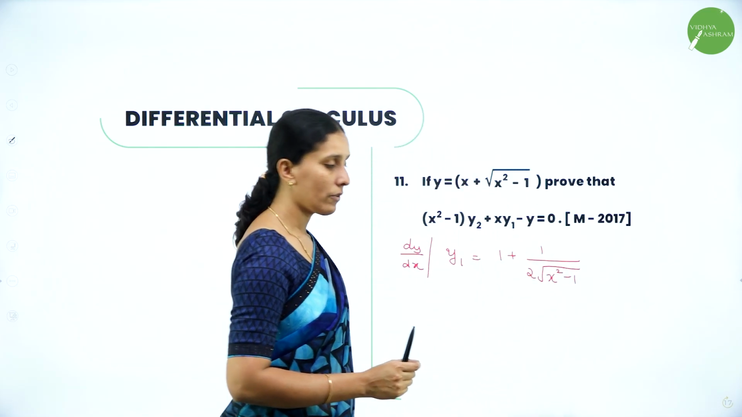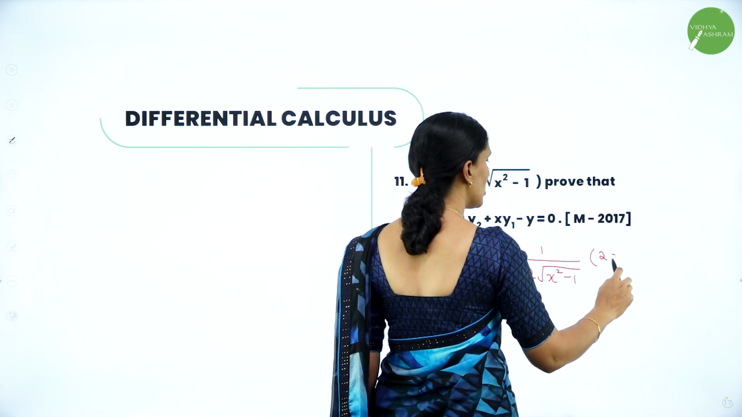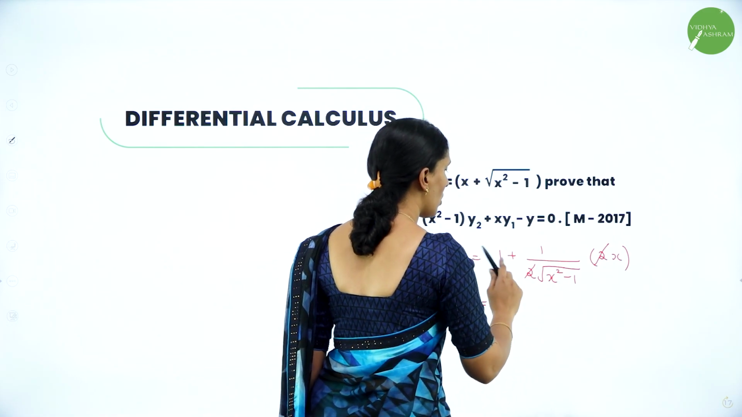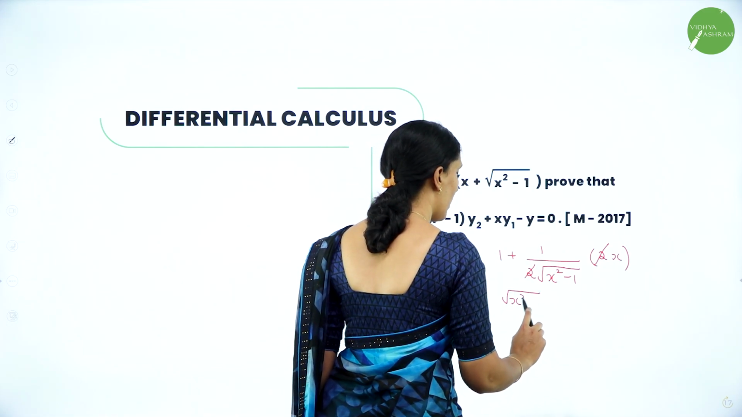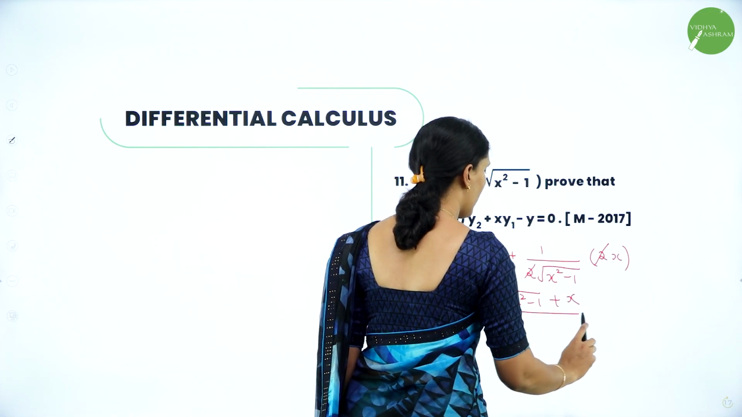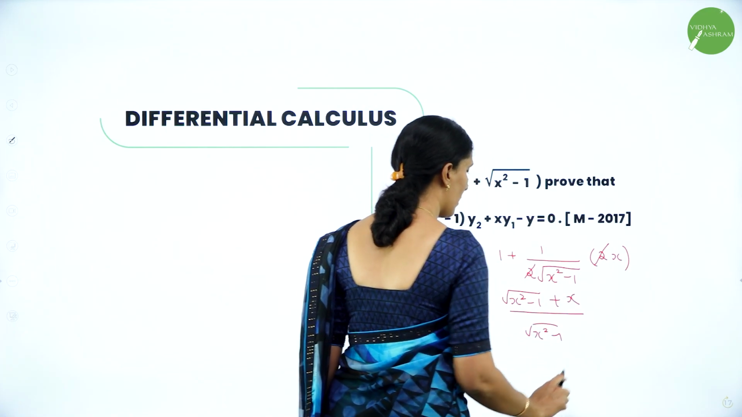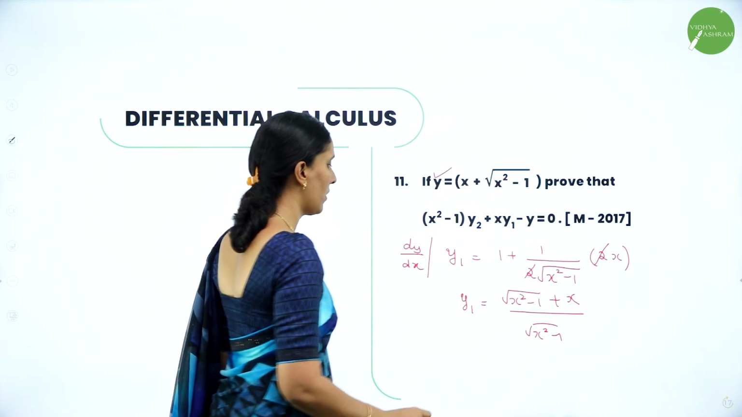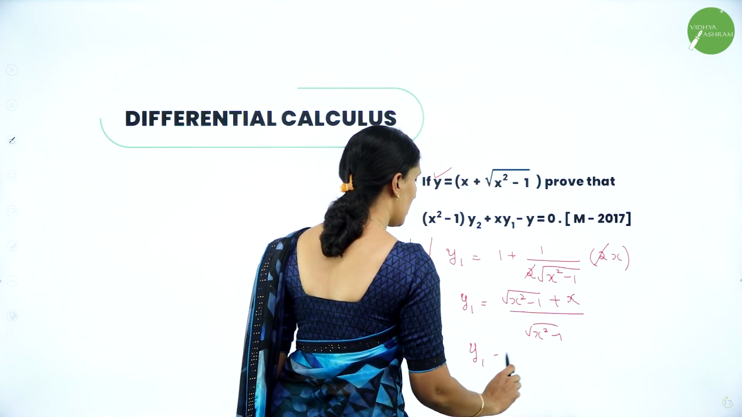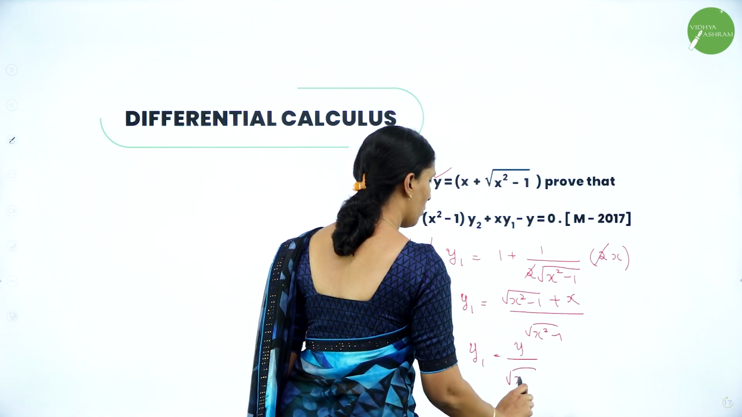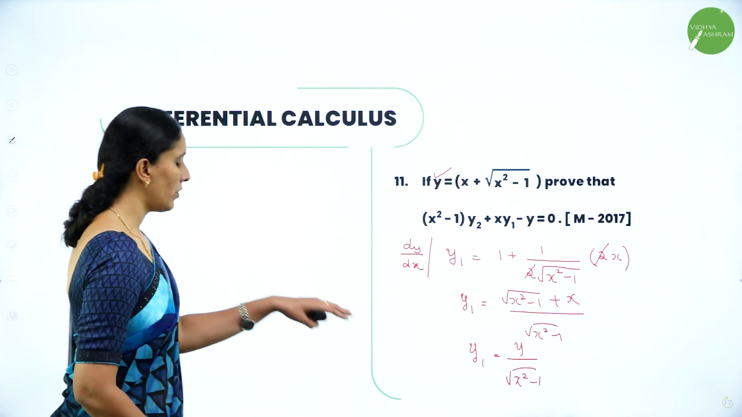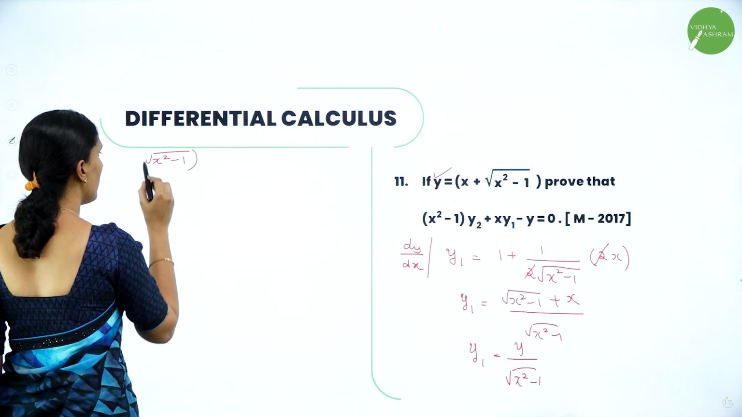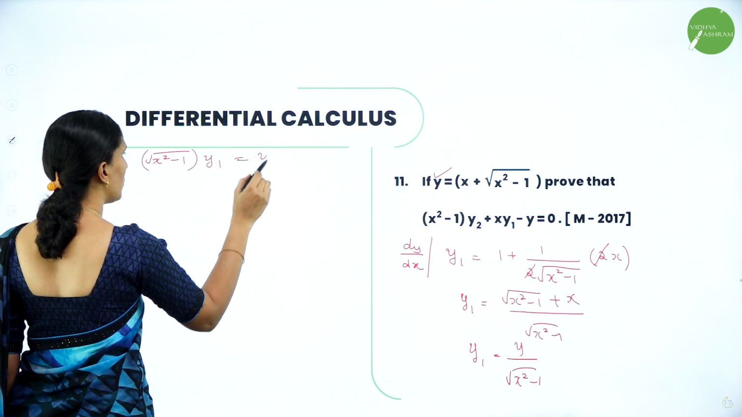x square minus 1 is one more function, so we can take its derivative as 2x. Now 2 and 2 get cancelled. Let's cross multiply: y1 is equal to (root of x square minus 1 plus x) divided by root of x square minus 1. See, x plus root of x square minus 1 can be written as y. So therefore y1 is equal to y divided by root of x square minus 1. Now shift root of x square minus 1 to the LHS, then it becomes root of x square minus 1 into y1 is equal to y.